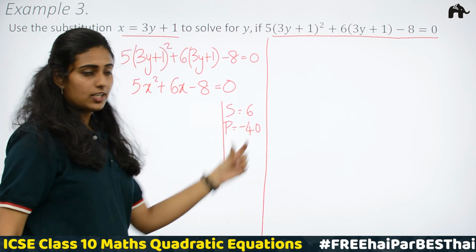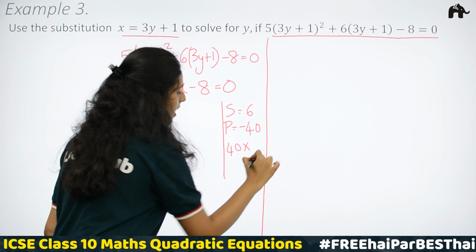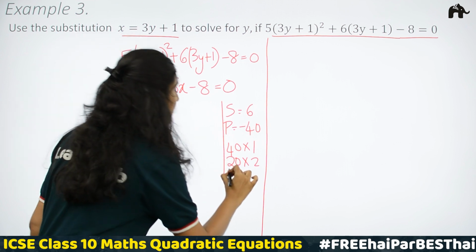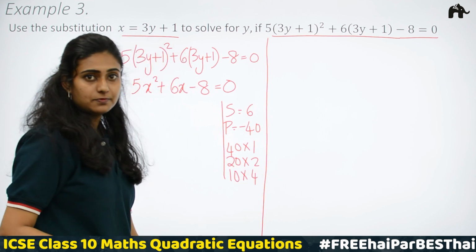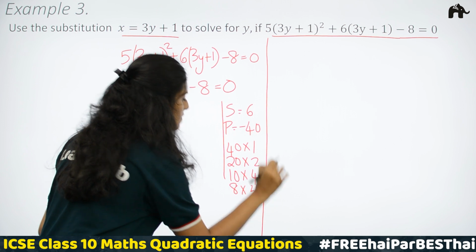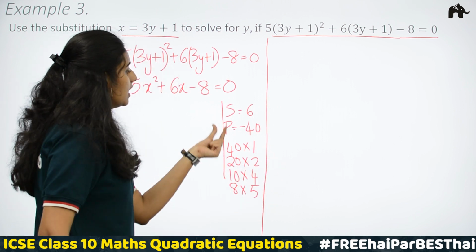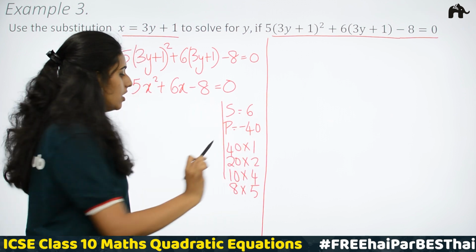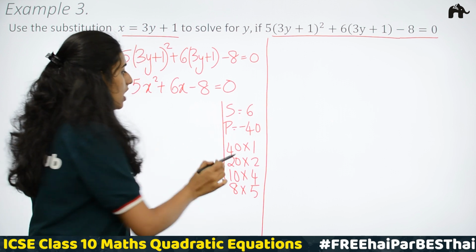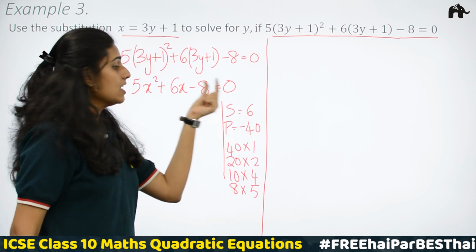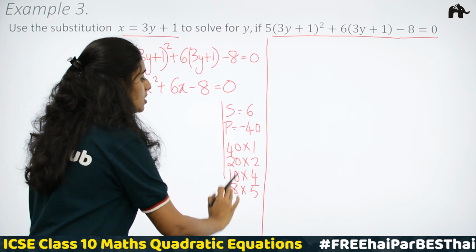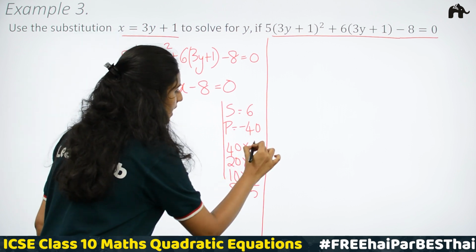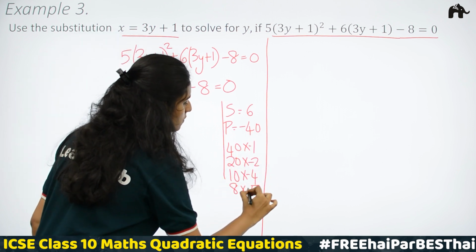Okay. To get 40: 40 into 1 is 40, 20 into 2 is 40, 10 into 4 is 40, 8 into 5 is 40. Now, here the product is negative, which means either 40 should be negative or 1 should be negative, 20 or 2 should be negative. Now check the sum. Sum is positive, which means the greater number among these should be positive and the smaller number should be negative. Minus 1, minus 2, minus 4, minus 5.